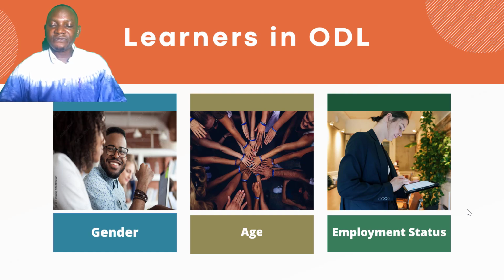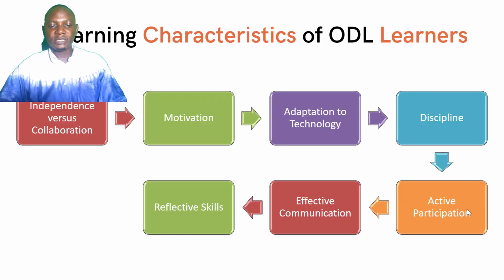So you have different people of different gender, age and employment status in open and distance learning. So it is important for you to take note of this, because this will guide your learning process. You should give people their respect, because you don't expect that the person you are talking to via WhatsApp or email is of the same age as you are, or of the same employment status as you are. So that is that.